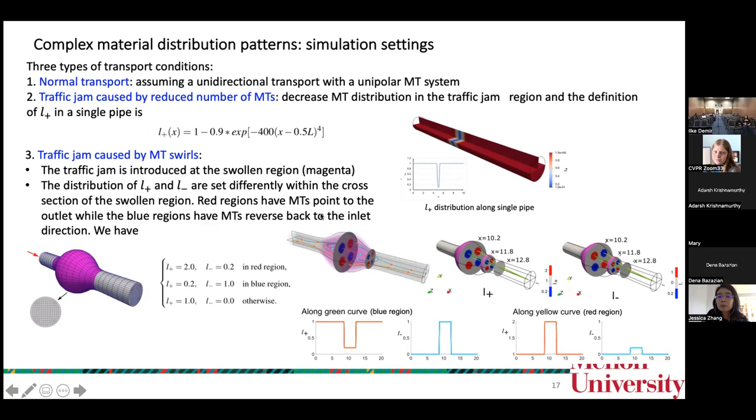For the microtubule swirls, it's very complex. What we did is we look at one cross section in the swelling geometry. And on the cross section, we select the red regions and the blue regions. So red region, blue region, we define different configurations for the R plus, R minus. And in order to make sure they form a swirling loop in that local area. So by using those ideas, then we can model the microtubule swirl.